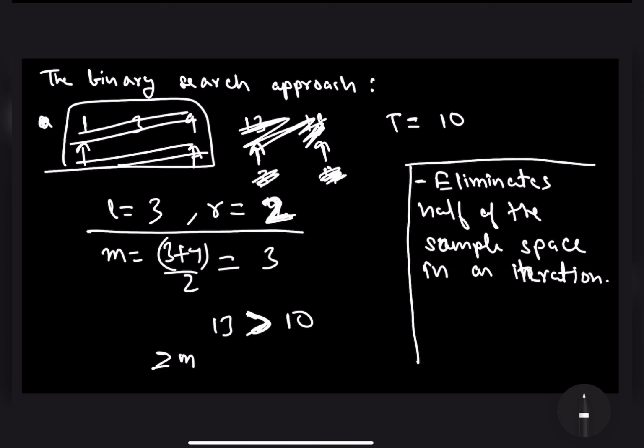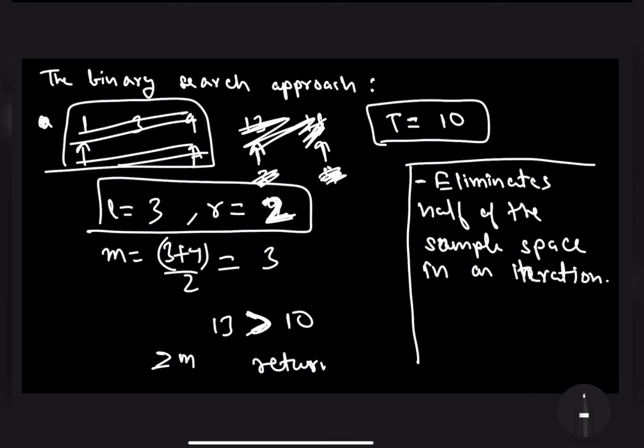Now if you notice, since L is greater than R, it means that we are left with no search space at all. That is, we have exhausted all the elements completely, and we were not able to find our target element T as well. So in this case, we need to return false. So this is how binary search works for this problem.